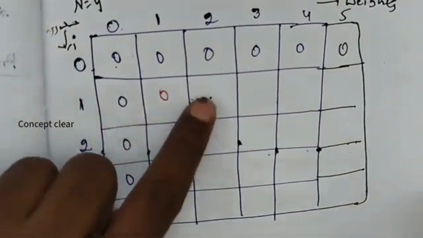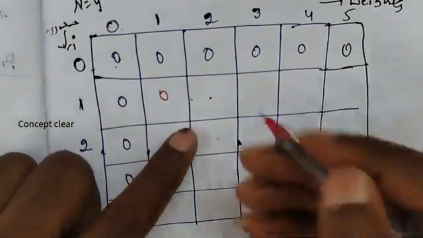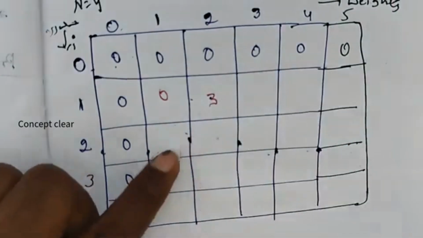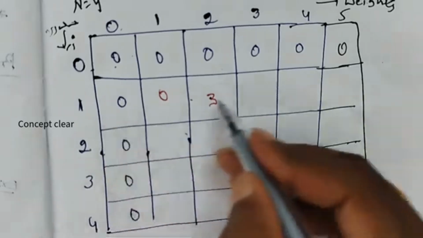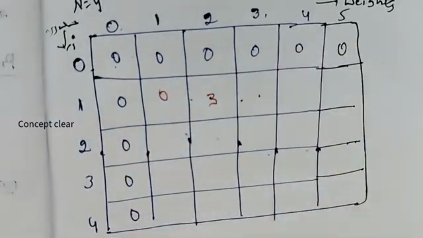If I take the maximum of 0 comma 3 plus 0, that is 3. By comparing, which is the maximum value? 3. So T of 1 comma 2 is 3. Okay, and now we have to calculate the T of 1 comma 3 value.